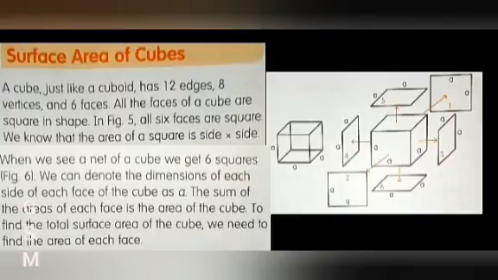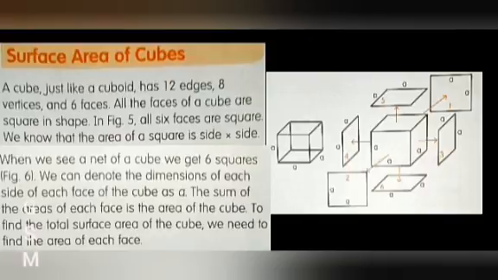Next, surface area of cubes. A cube has 12 edges, 8 vertices and 6 faces. All the faces of a cube are square in shape. In figure 5, all 6 faces are square. We know that the area of a square is side into side. When we see a net of a cube, we get 6 squares as shown in the figure.